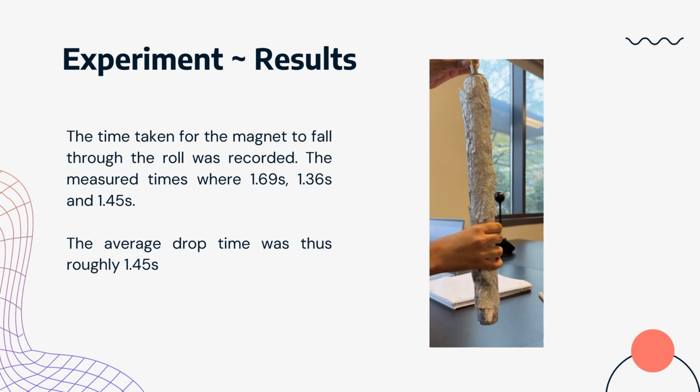The time taken for the magnet to fall through the roll was recorded. The measured times were 1.69 seconds, 1.36 seconds, and 1.45 seconds. The average drop time was thus roughly 1.45 seconds.